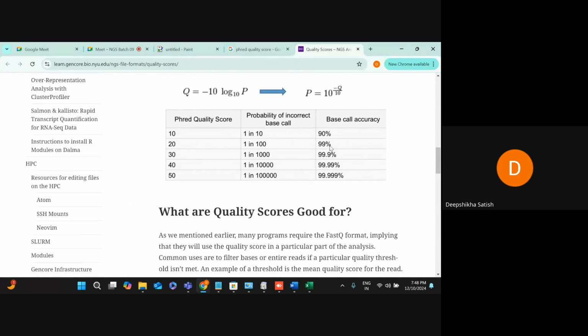You are getting 99% base call accuracy. But if you increase to 30,000 times the base was called by the machine, out of that one time the base was incorrect, then the base call accuracy is 99.9.